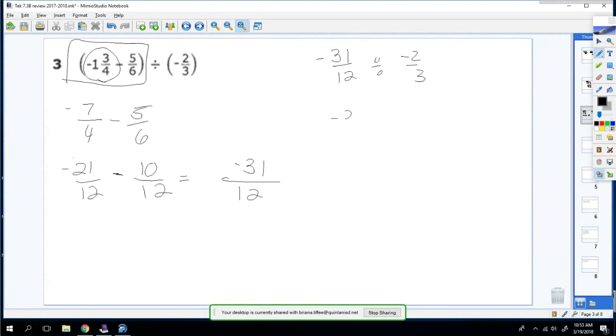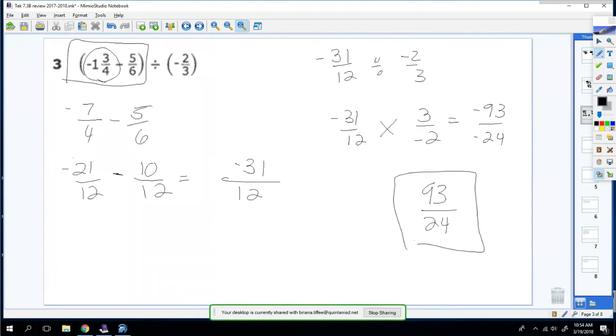So you're going to keep it, switch it, and then flip it. So negative 31 times 3 is negative 93. 12 times 2 is 24. And the negatives actually do cancel out. And we'll just keep it improper. We'll keep it 93 over 24. It can be reduced, but we'll just keep it like that. Okay, number 4.